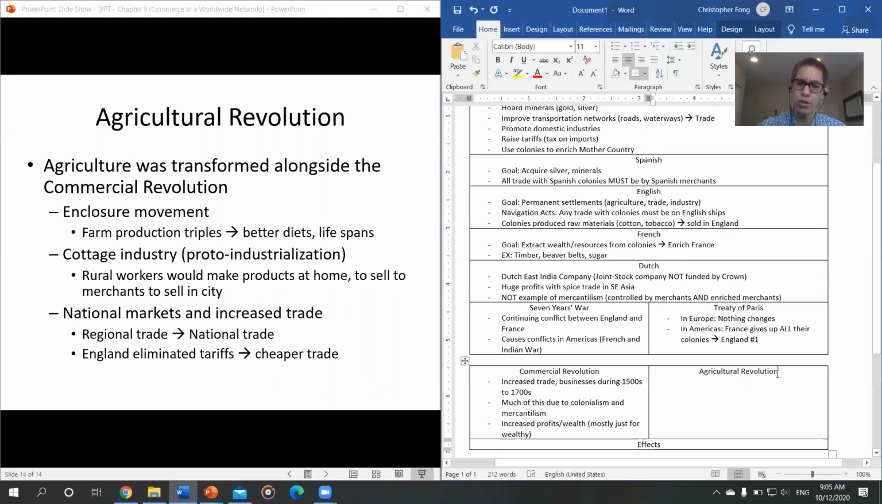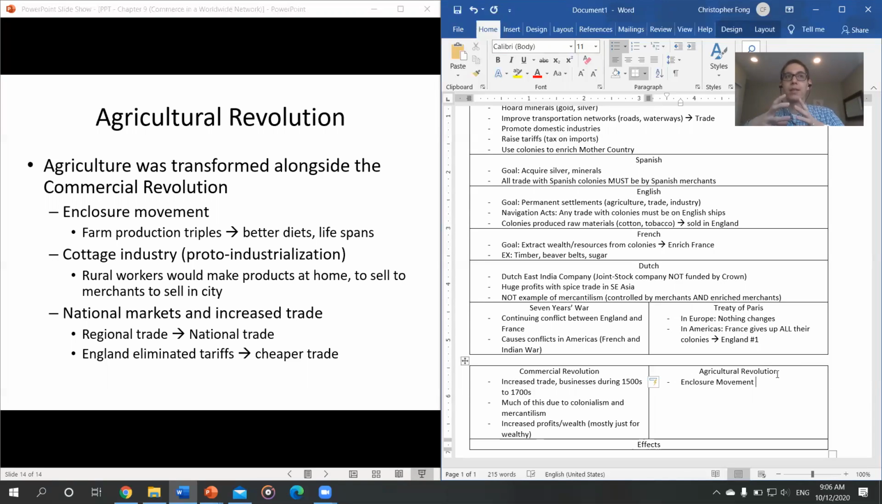Alongside the commercial revolution, there's also an agricultural revolution that does affect your more average peasant or your more average European. And that was mostly because of the enclosure movement that we talked about a couple of chapters ago, where you take a bunch of small farms and you enclose them together into one big farm. Now, that one big farm would typically be owned by a large landowner. And so private farmers, small peasants, they're going to lose their land, which sucks.